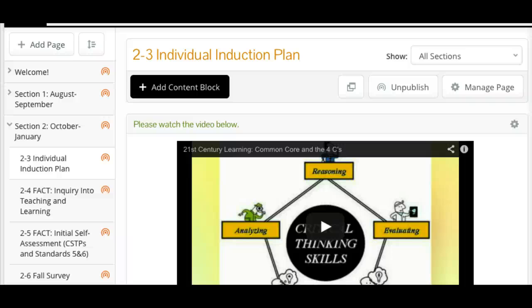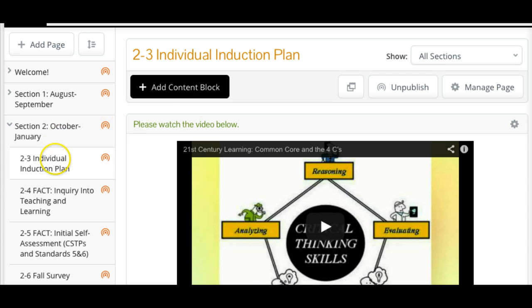Hi everyone. This is a relatively short summary of reviewing 2-3 individual induction plans. This also applies for any year one submissions of individual induction plans or subsequent submissions. This is simply the first one that we run typically in the school year.